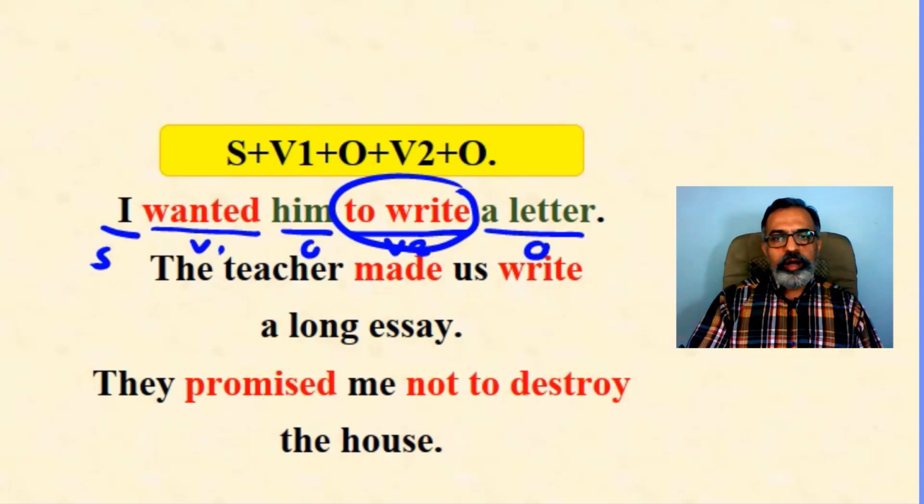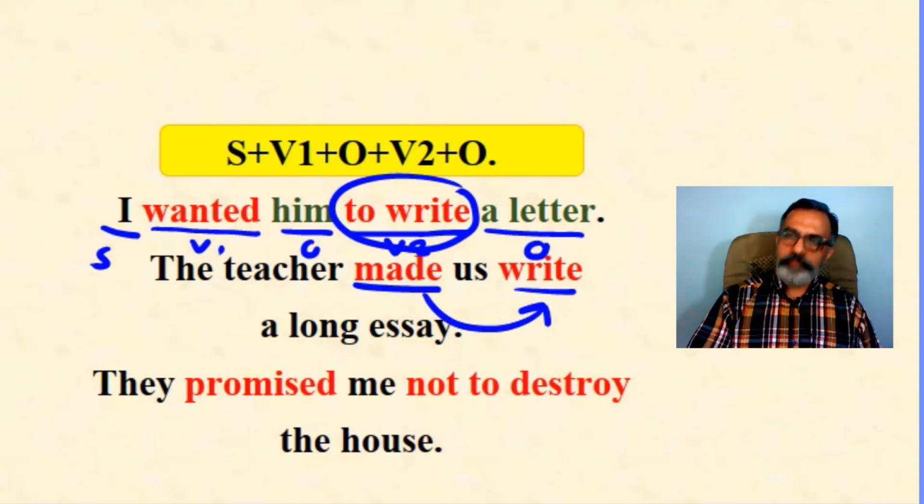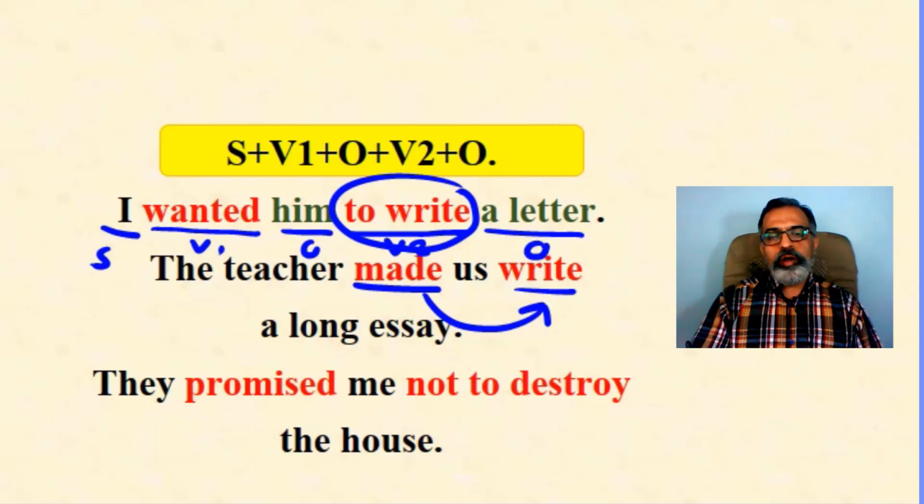The teacher made us write. Because of made, we have to use simple form of verb here. The teacher, subject, made, first verb, us, object, write, second verb, a long essay, is object.